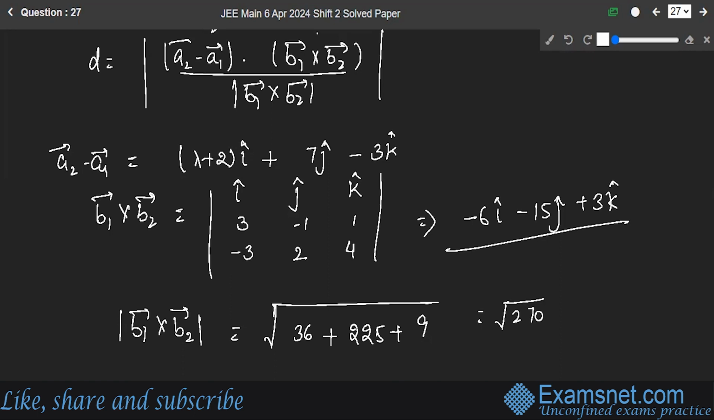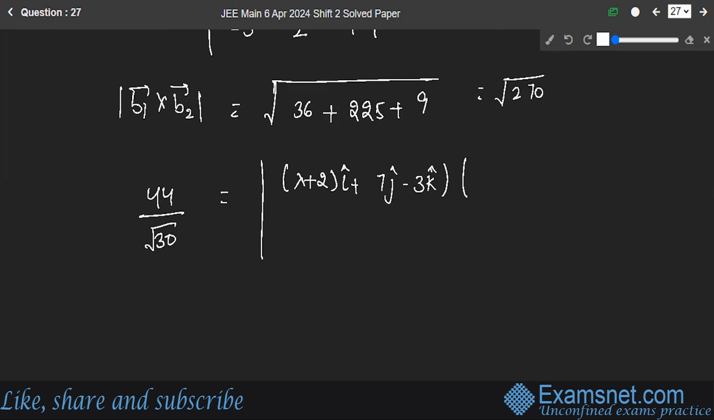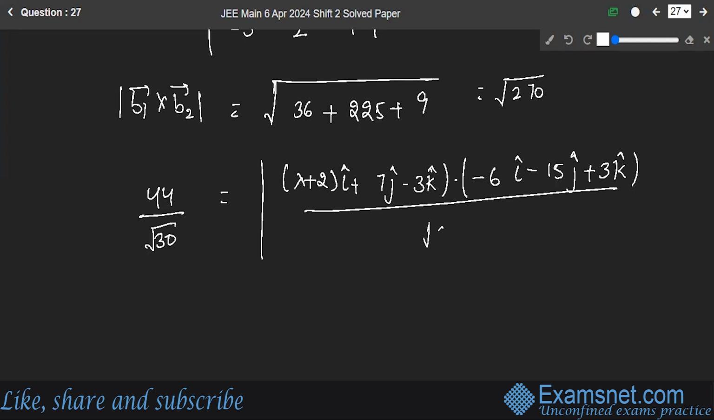Now let's fill all of these values in this equation. D, which is given to you in the question, the shortest distance between them is 44 upon root 30. This is equal to modulus of (lambda plus 2)i plus 7j minus 3k, dot product with minus 6i plus 15j and 3k, upon this root of 270. So this will give me minus 6 lambda minus 12 and minus 15 sevens are 105 and minus 9.